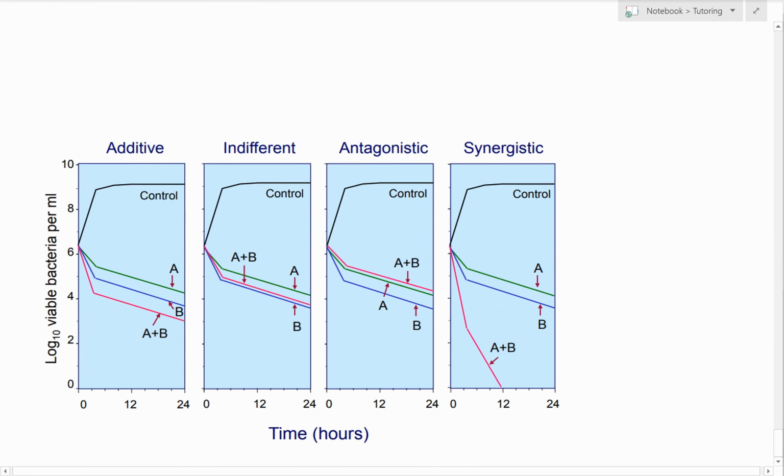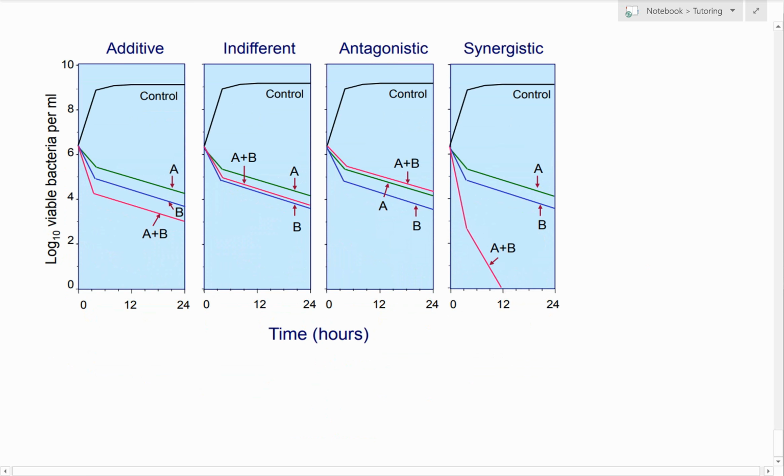And I really like these graphs. They give you a good idea of basically the four different outcomes you can have. Additive means that if you give antibiotic A and antibiotic B together, the effect that you get is just the same as adding the effect of A and the effect of B together. So that's pretty simple. Indifferent means that A plus B is pretty much the same as A and B. It doesn't really have any effect. It's basically just the increased concentration of something, more so than anything else.